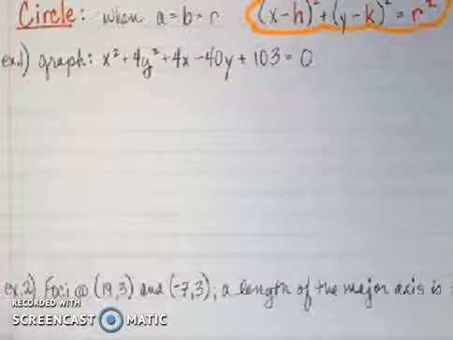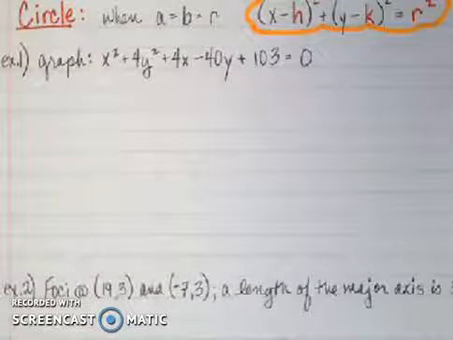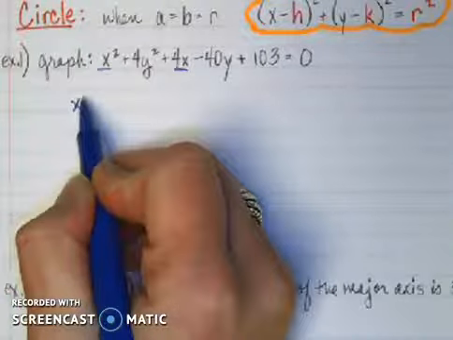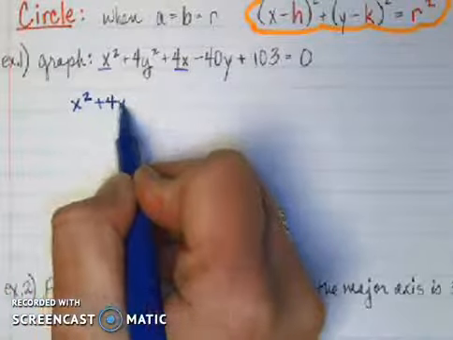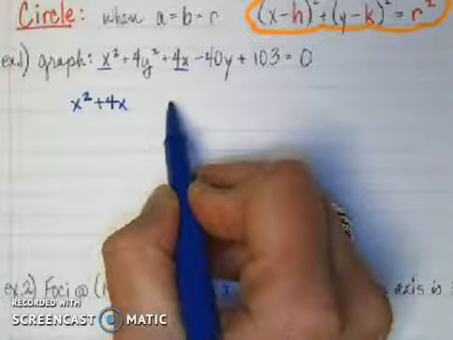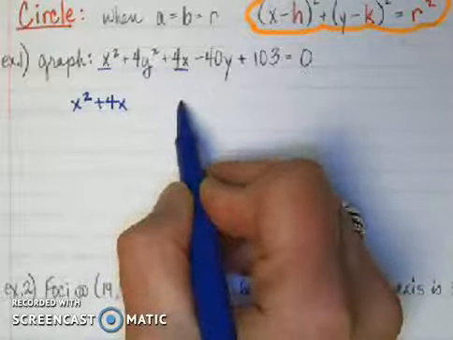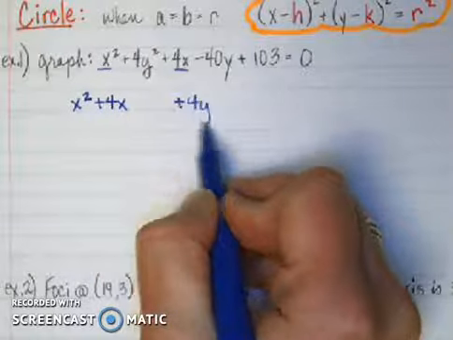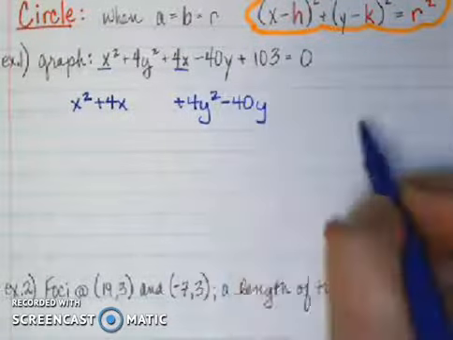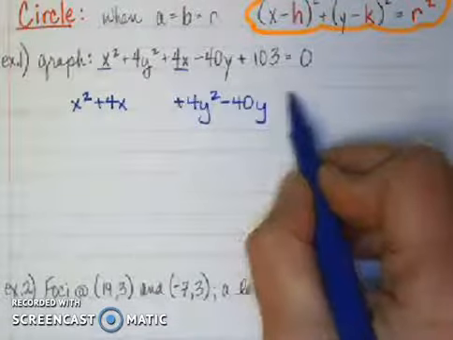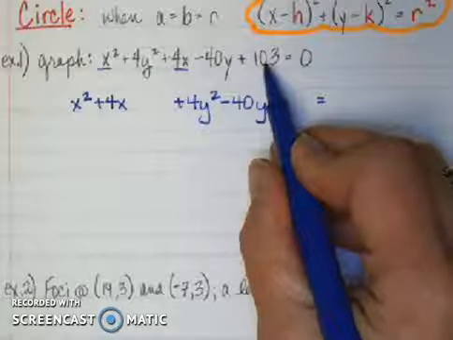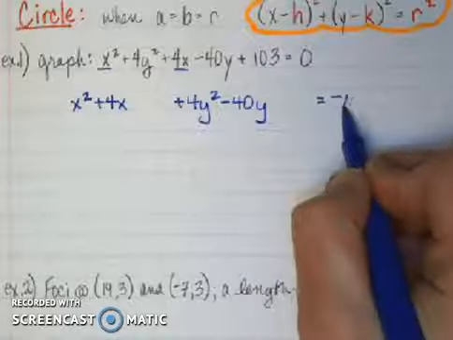The first thing I'm going to do is get this x squared and the 4x together. So I have x squared plus 4x. And I'm going to leave a space there because I know I need to add something else to complete the square. I then have a positive 4y squared, and I have minus 40y. I'm going to leave a space because I'll need to add something there to complete the square. And I'm going to move that 103 to the other side. So that's going to be negative 103.